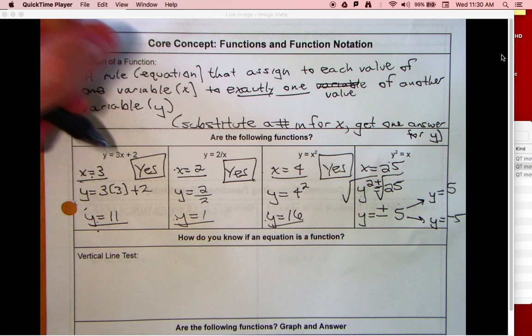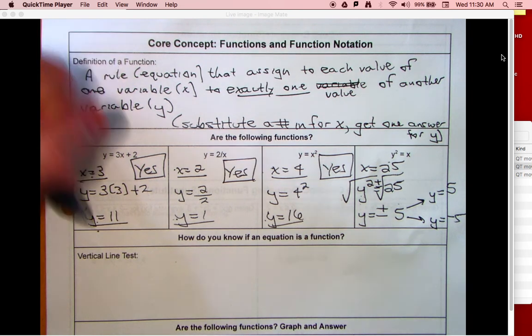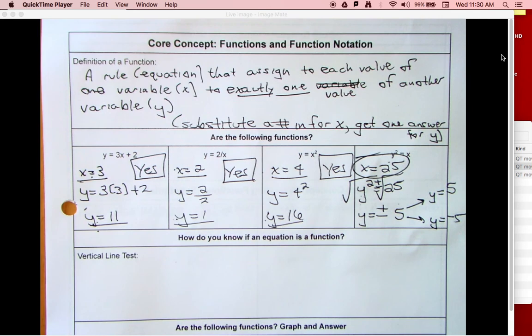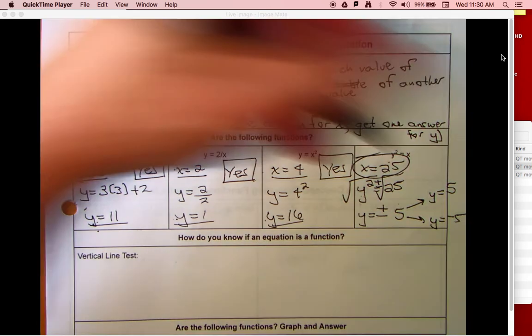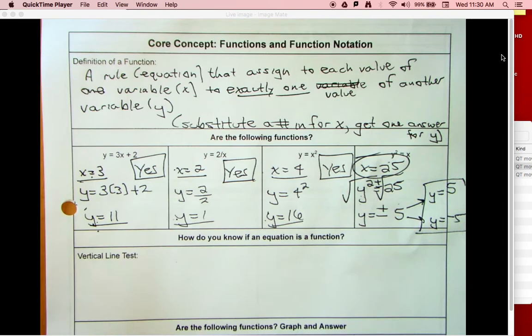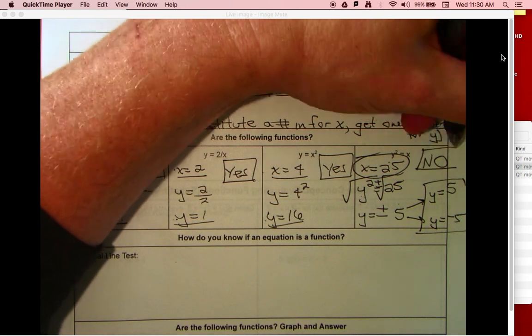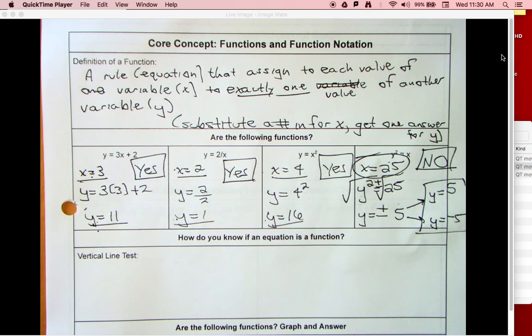Notice what happened in this one in comparison to the other three. The first three, we took one number, plugged it in, we got one answer back. Here, we took one number, we plugged it in, and we got two answers back. 2 is not exactly 1. If I were to get 0 answers back, same thing, 3 answers back, 4 answers back. The only way this can be a function is if we have exactly one answer. And we don't, so we say no.